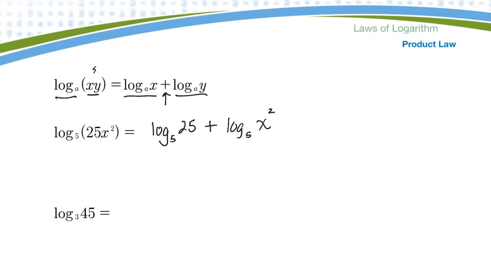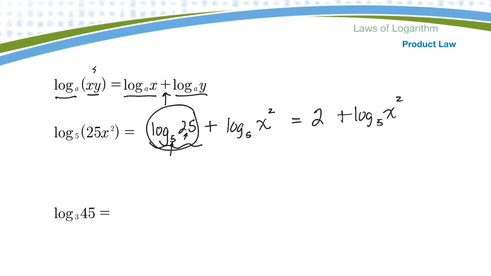Now this particular one, and I've done this with some of the examples, you can simplify this further. So to what exponent is 5 raised to get 25? To the second exponent. So this whole thing becomes 2. So 2 plus log base 5 of x squared.